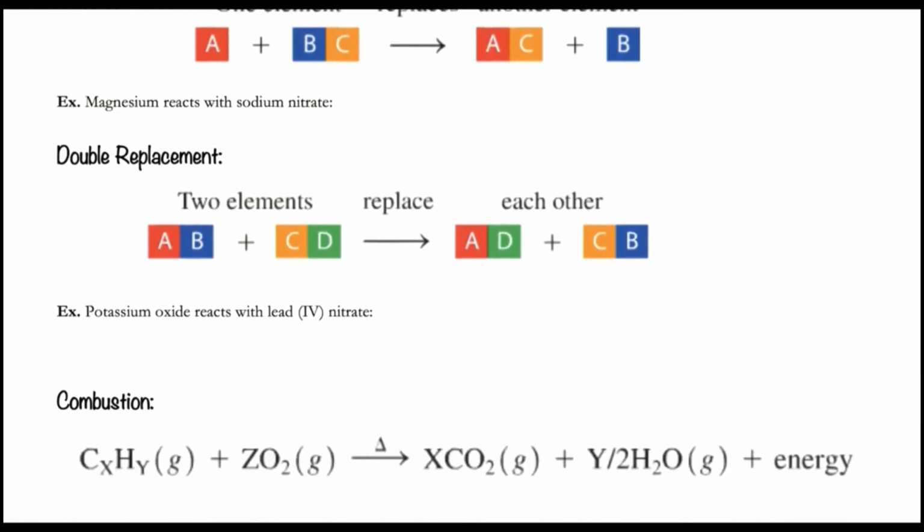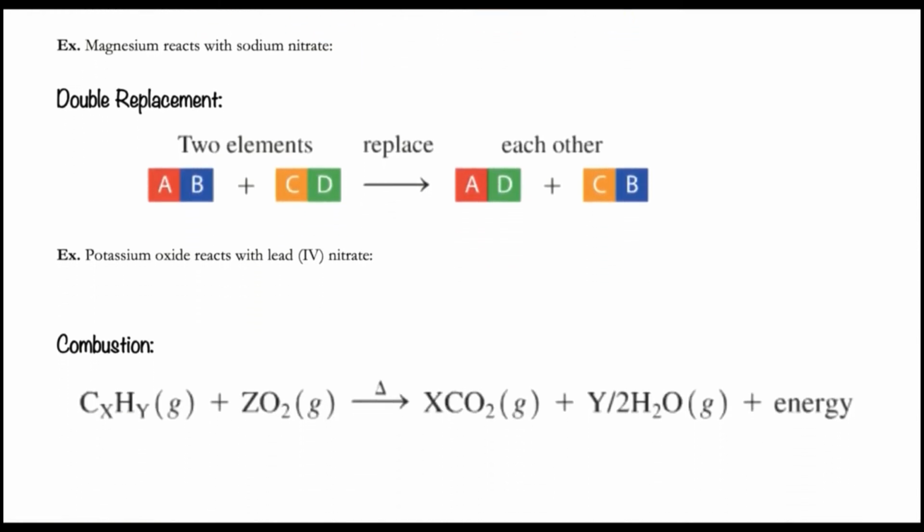Okay? And then finally, for combustion, in combustion reactions, you have what we call a hydrocarbon. And just as the name implies, a hydrocarbon has hydrogen and it has carbon in it. And it reacts with oxygen to form, always, carbon dioxide and water. Okay? You will always have carbon dioxide and water formed. The other thing that is produced, which we normally don't write in the reaction, is energy.